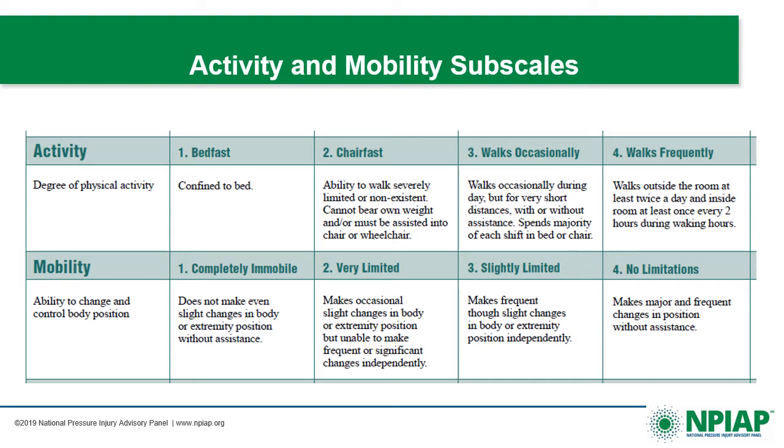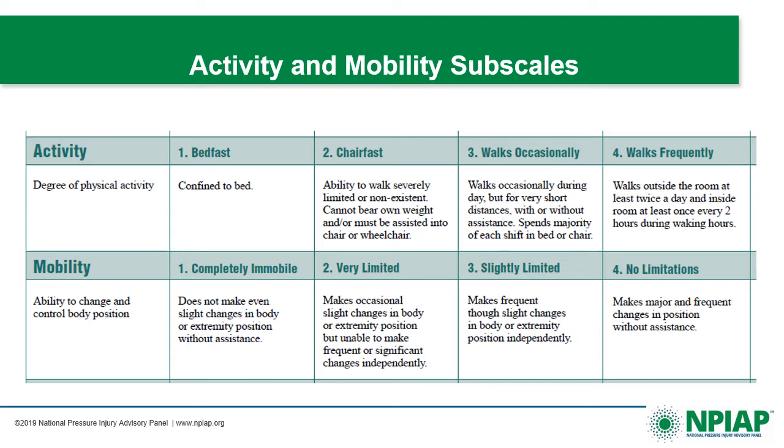The activity and mobility subscales are there in front of you, and even though they sound like they're the same, here's the easiest way to see the split. The activity is a person who gets out of bed, and to what degree do they get out of bed? Do they get out of bed to a chair, or do they get out of bed to walk? And the mobility is the person who remains in bed and turns side to side in bed or moves themselves in bed.